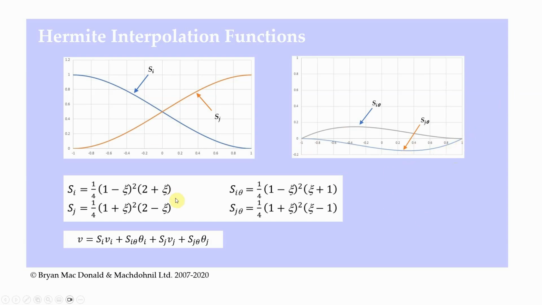And again, these are the Hermite shape functions. The vertical displacement of any point along the beam is given by SI VI plus SI theta theta I plus SJ VJ plus SJ theta theta J. We look at these functions in more detail when we look at beams later on in this course. But for the moment, just be aware they're a type of interpolation as well that we're going to look at. So let's just have a review then of this video.